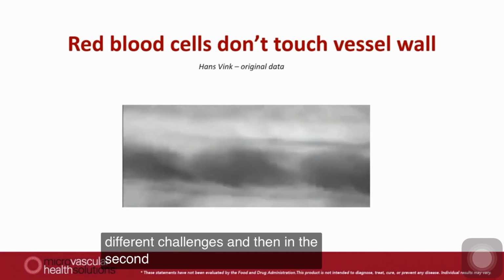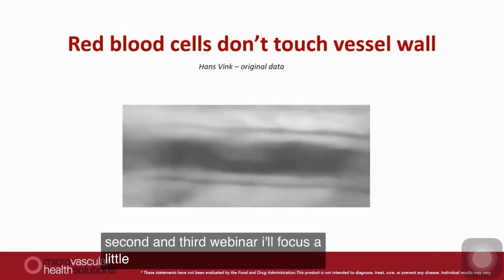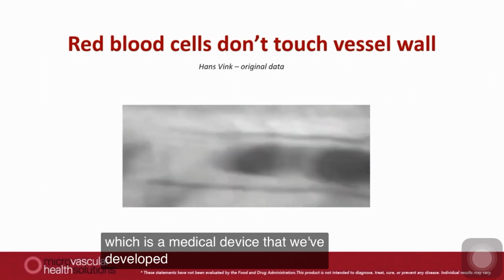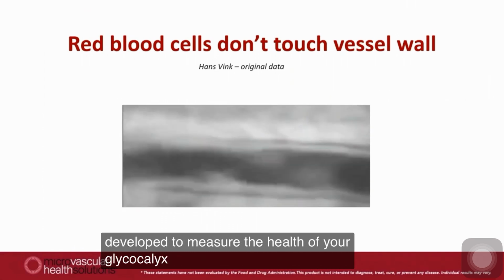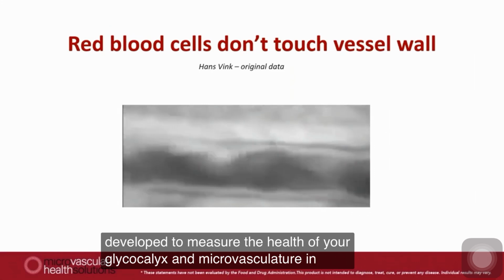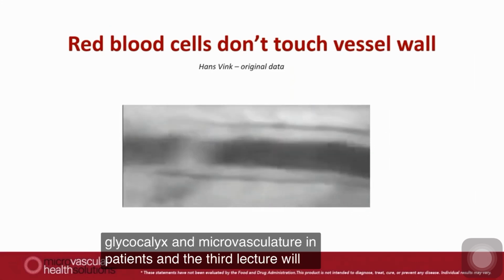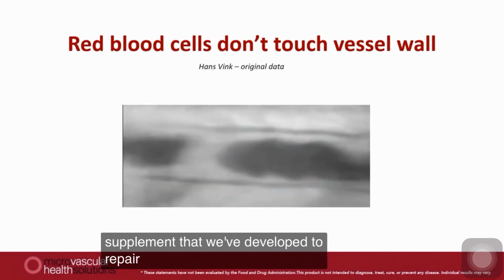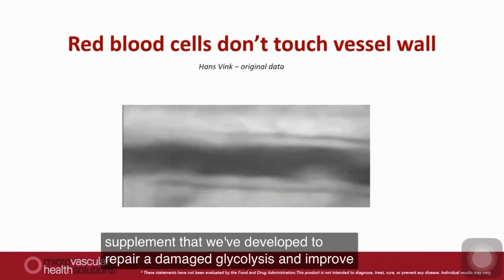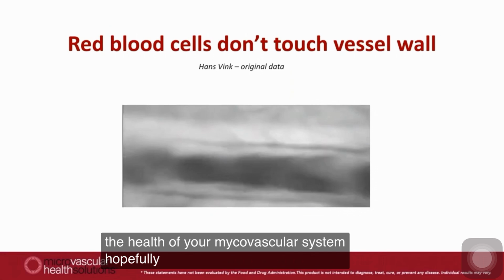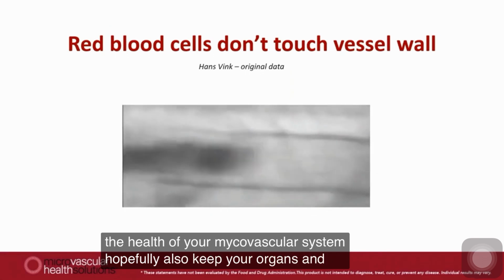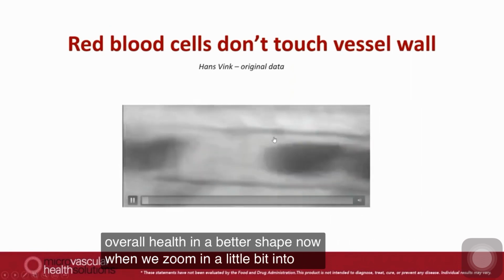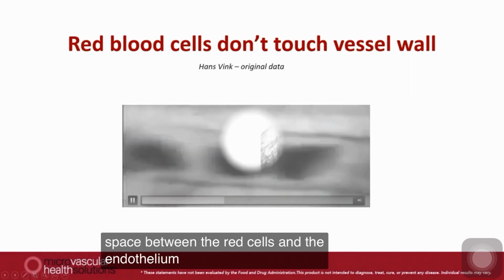And then in the second and third webinar, I'll focus a little bit more on the GlycoCheck system, which is a medical device that we've developed to measure the health of your glycocalyx and microvasculature in patients. And the third lecture will be on endocalyx, which is a natural supplement that we've developed to repair a damaged glycocalyx and improve the health of your microvascular system, hopefully also keep your organs and overall health in a better shape.